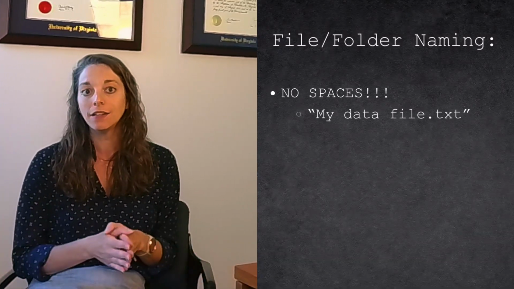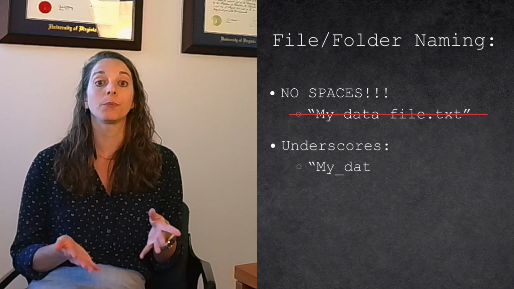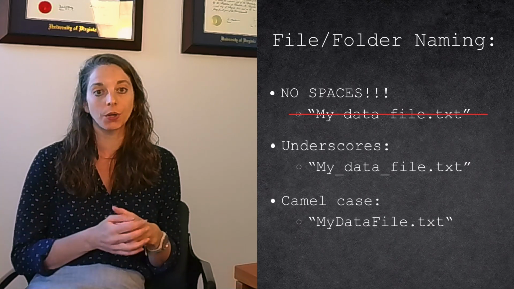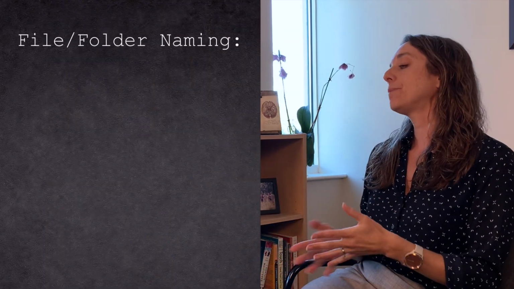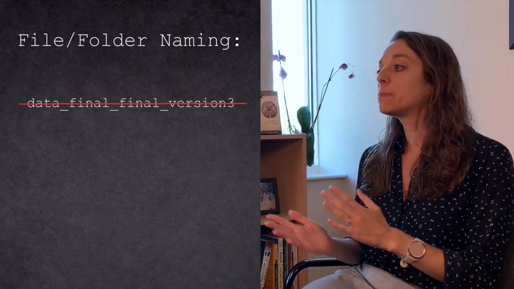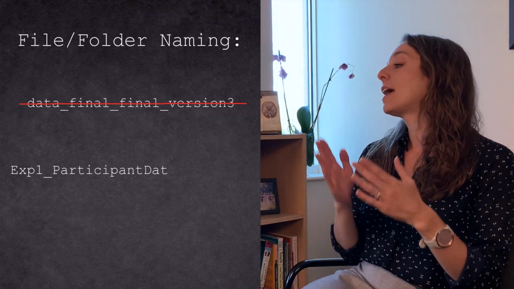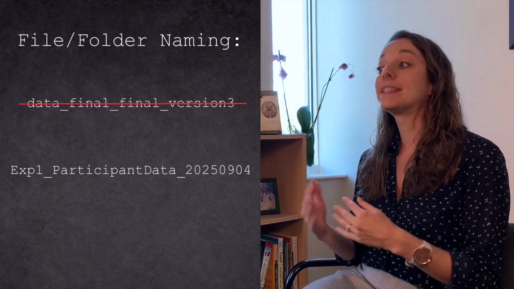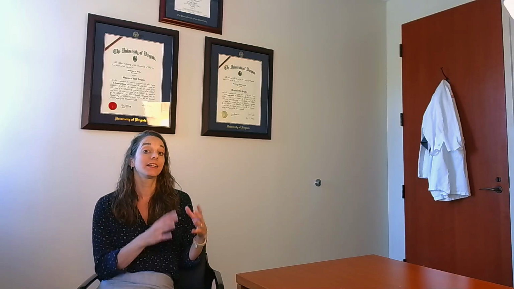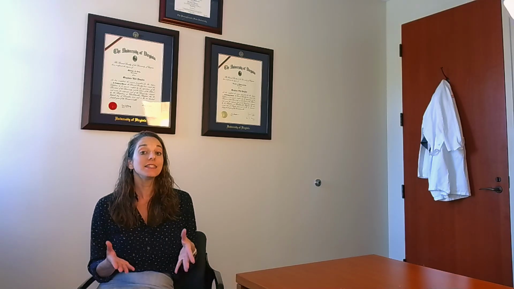So what to do instead? Use underscores to separate words, or use camel case, where you capitalize the first letter of each word. Name files clearly. Instead of data final version 3, try something like experiment 1, participant data, and year, month, day. It's clear, readable, and easy to sort. And finally, use folders to separate types of files. Raw data, processed data, scripts, reports. This is the start of good scientific habits.